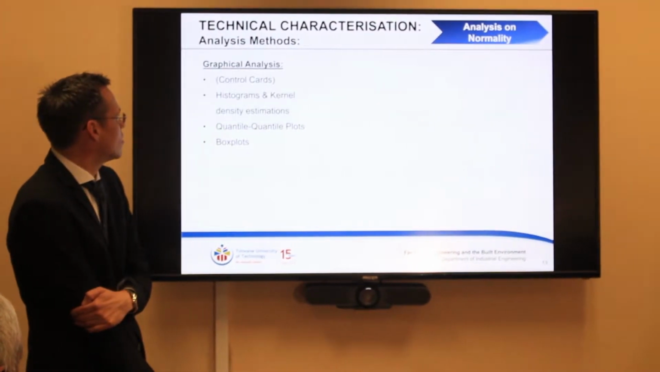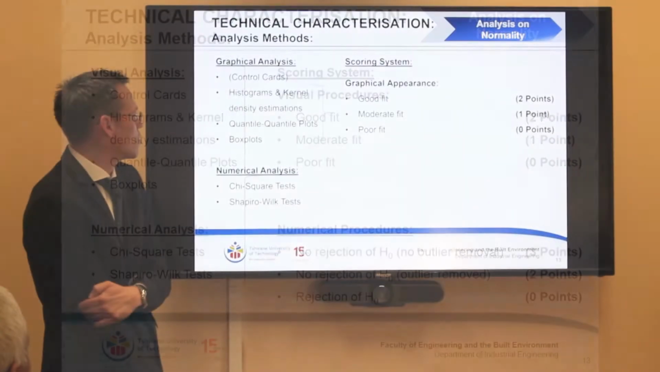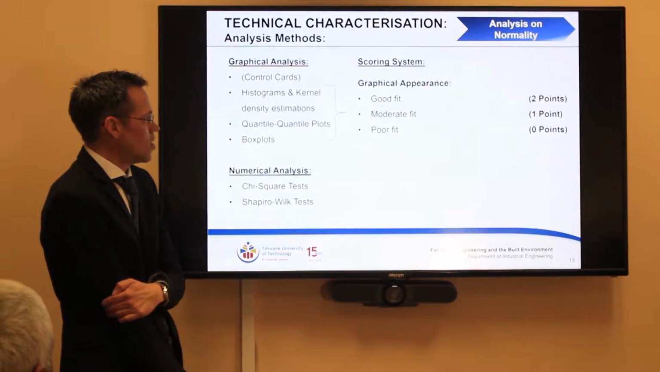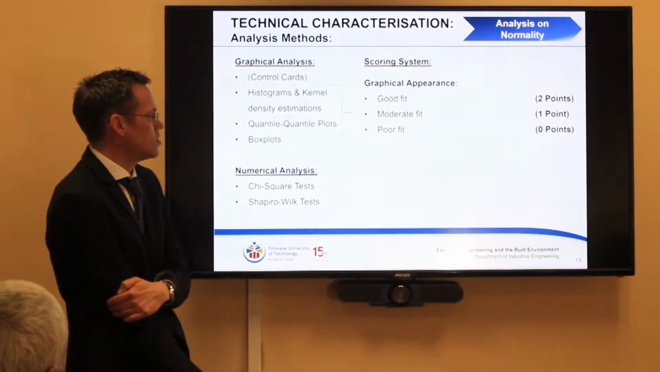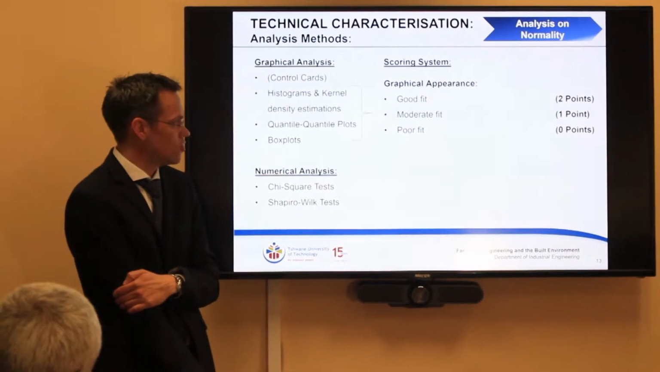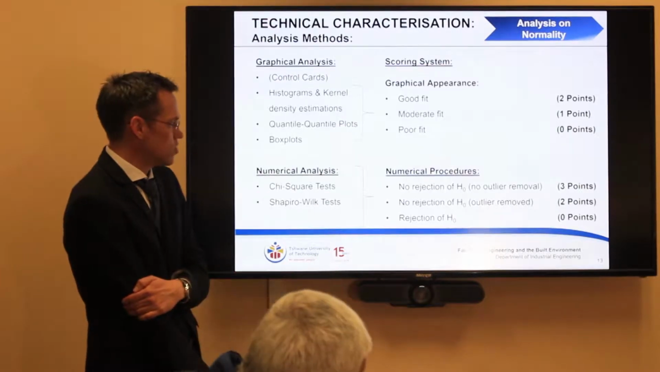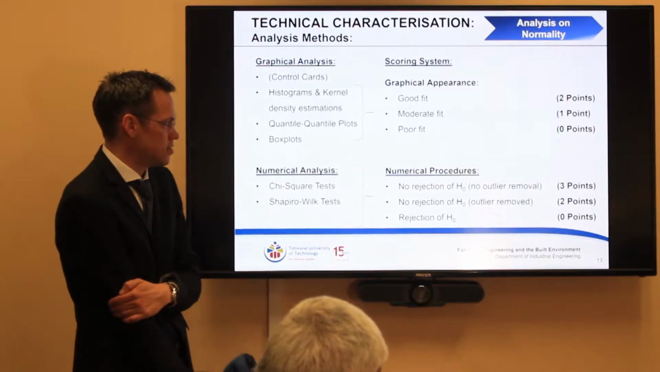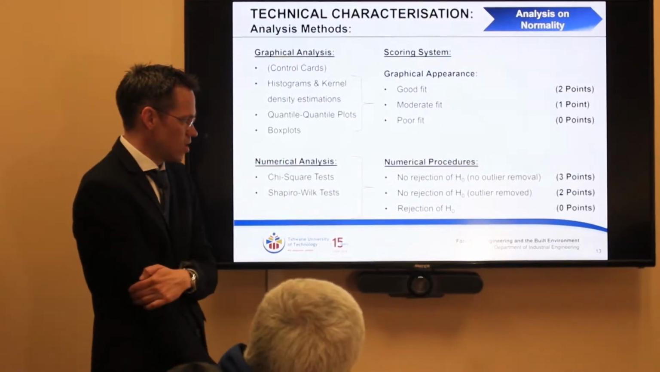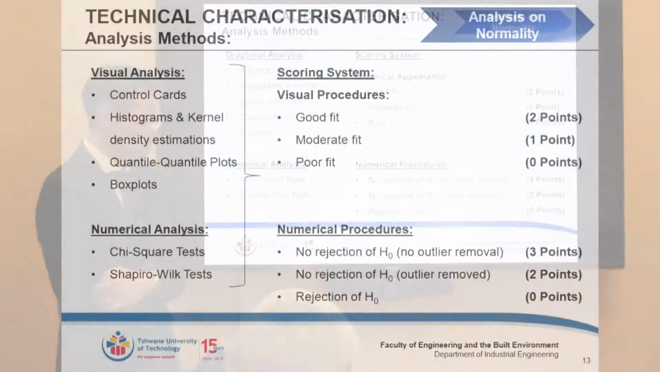And well, different numerical and graphical analysis methods were used. So the graphical approaches comprise basically a graphical judgment on the appearance, which was scored with a good fit to a normal distribution with 2 points, with a moderate fit with 1 point, or with a poor fit with 0 points. And the same scoring system was applied for the hypothesis tests. And when there was no rejection on the H0 hypothesis, 3 points were given. When there was a rejection, no rejection after outlier removal, there was 2 points.